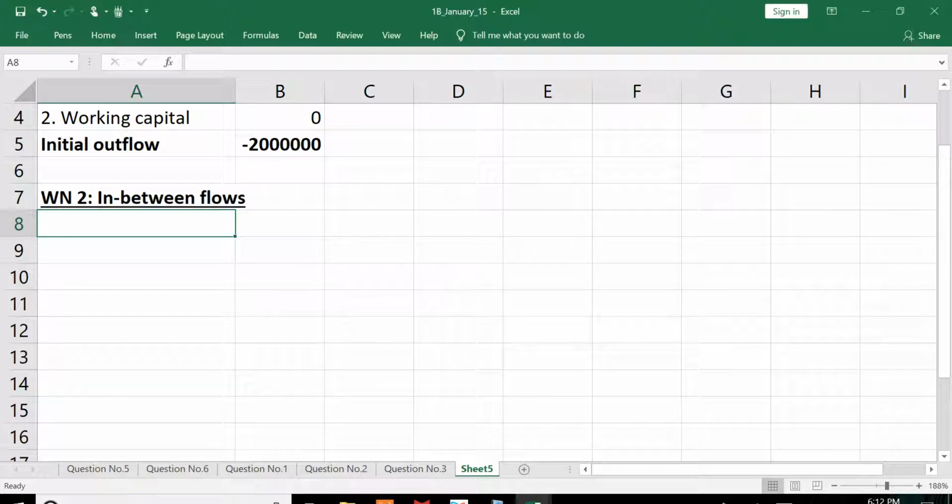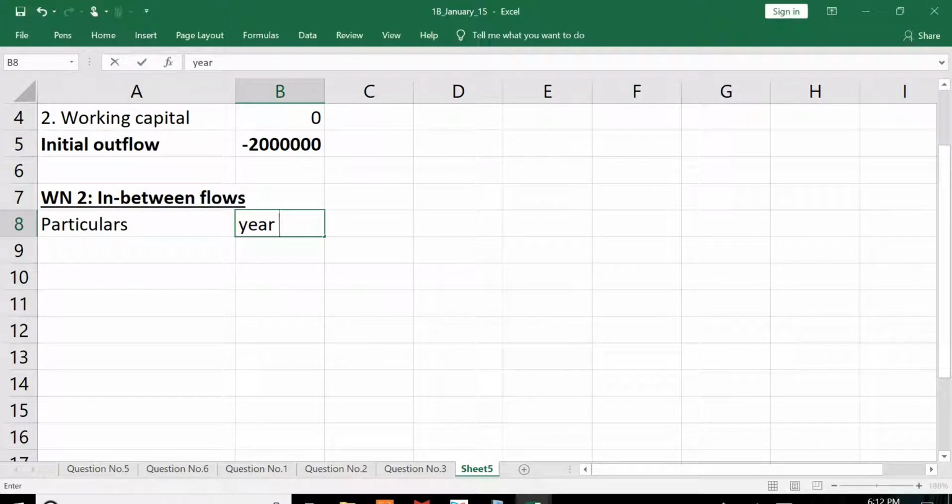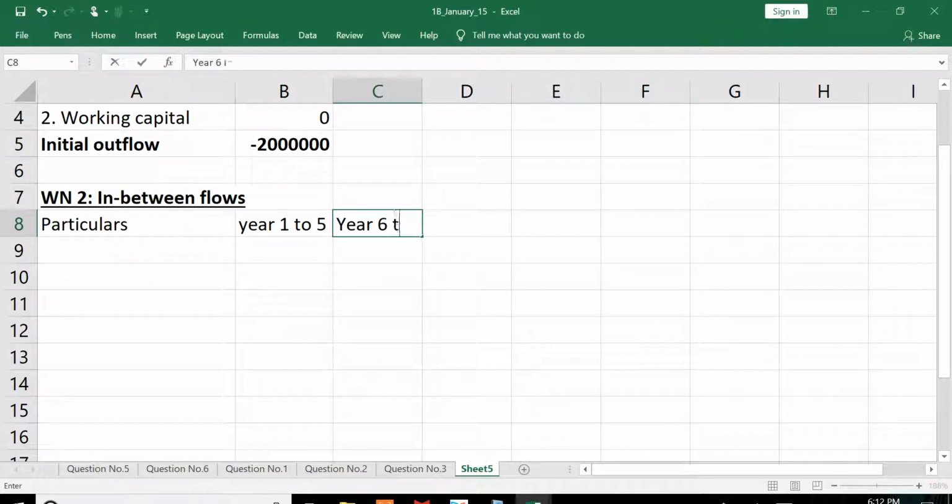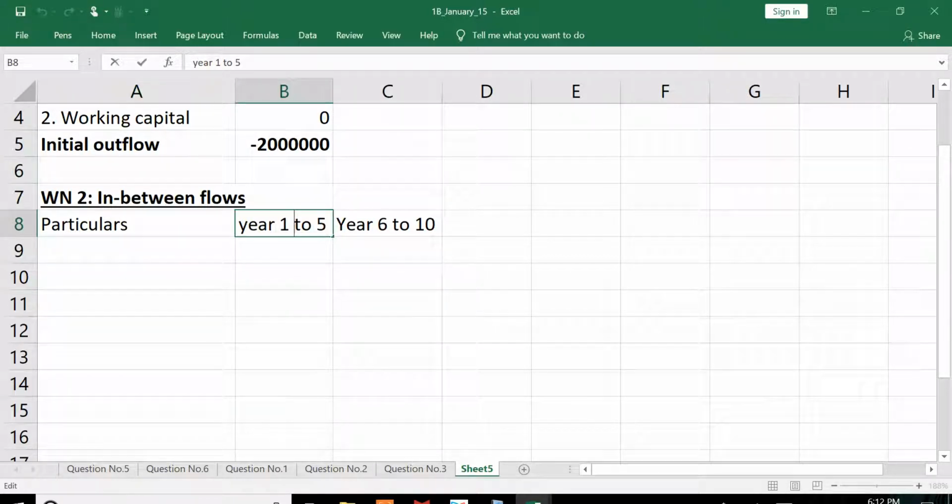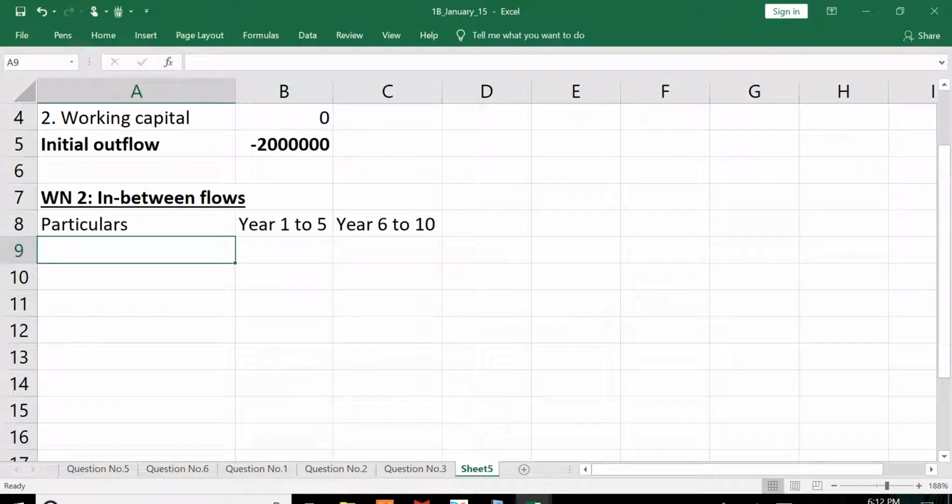So, we will have particulars, year 1 to 5 and year 6 to 10. This is more because of the depreciation part. The question had said 20% SLM. 20% means in 5 years it will get fully depreciated.